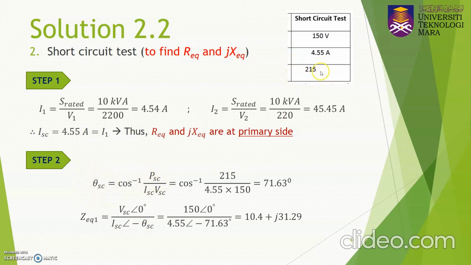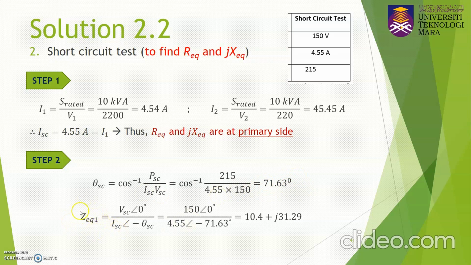In order to find the theta short circuit, you just key in the value. Power of the short circuit is given by 215 watt, and then I short circuit is given by 4.55. Voltage short circuit is given by 150. So you just key in the value, and you get theta short circuit equal to 71.63 degree. And then based on this value, you can find the value of the Z equivalent.